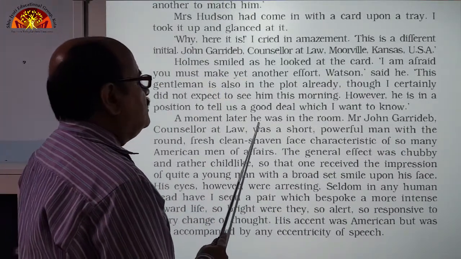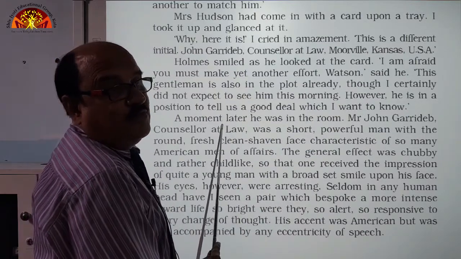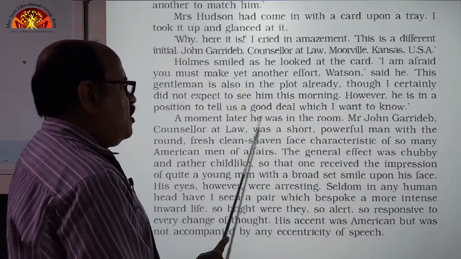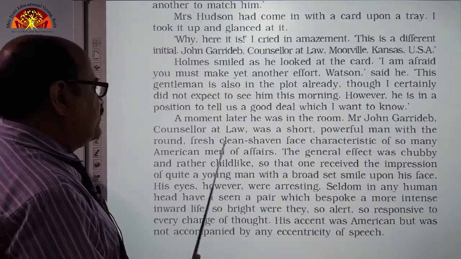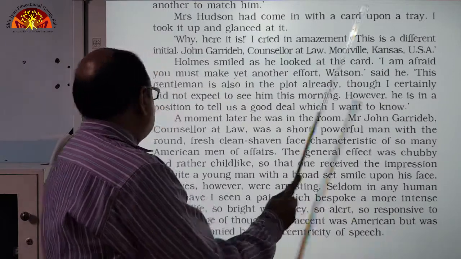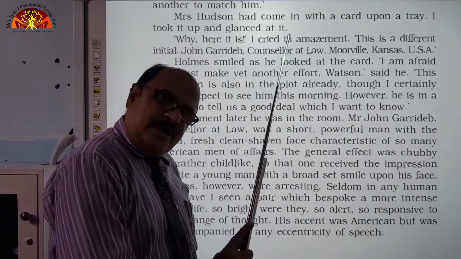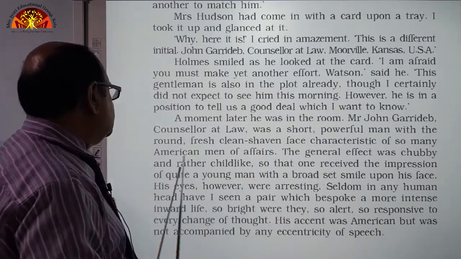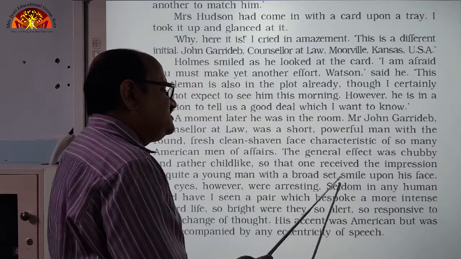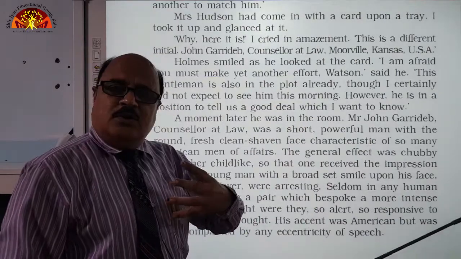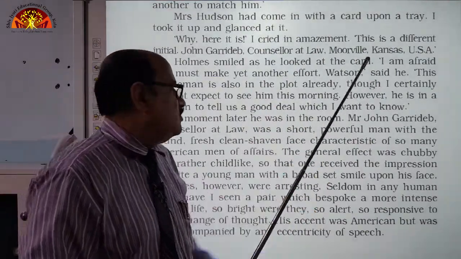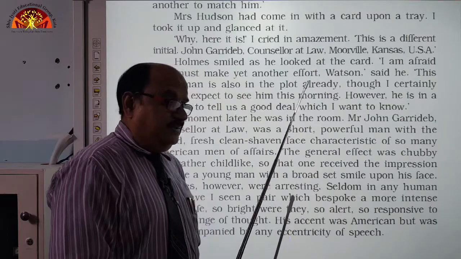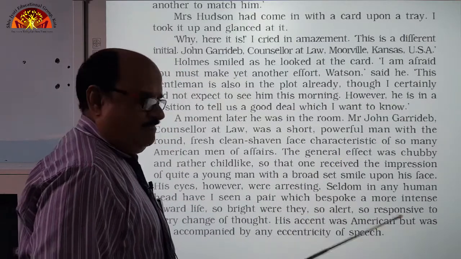"A moment later he was in the room." He means this person whose name was on the card, right, Mr. John Gairdeb, counselor at law, "a short, powerful man with a round, fresh, clean shaven face characteristic of so many American men of affairs." This is his appearance. "The general effect was chubby and rather childlike, so that one received the impression of quite a young man with a broad set smile upon his face." This was how he was looking, like a young gentleman, right. "His eyes, however, were arresting," his eyes were impressive, and maybe they wanted to impress someone.